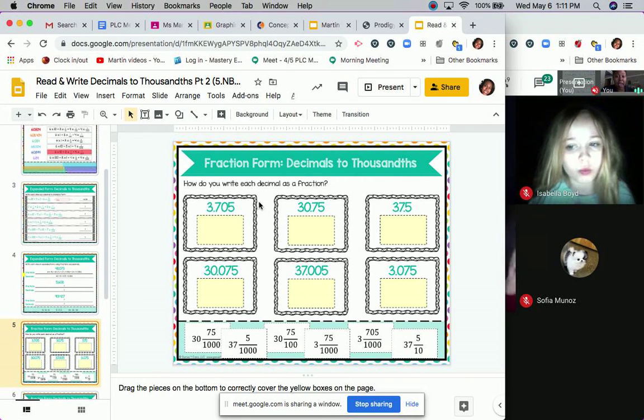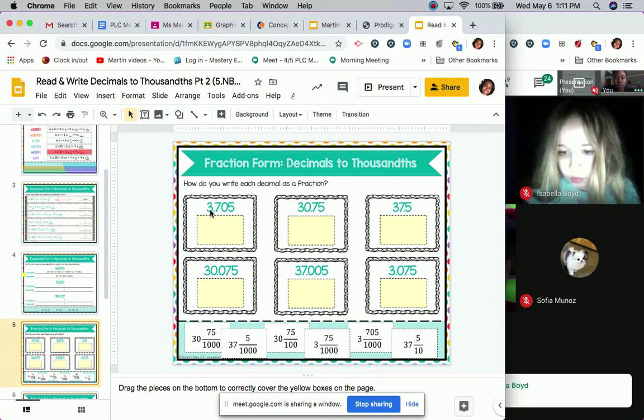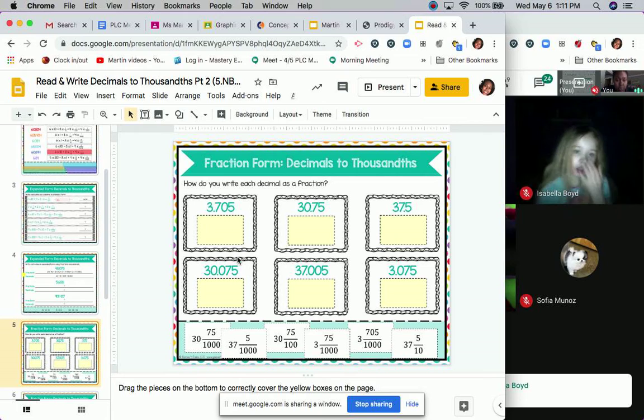This is a matching game. So if you're reading it out loud, you're going to match the fraction for the part of the whole, the decimal bit, to the fraction on the bottom. So you're going to match the standard number to the fraction on the bottom. So if I read that first one, 3 and 705 thousandths. Okay? So my whole number is just 3.